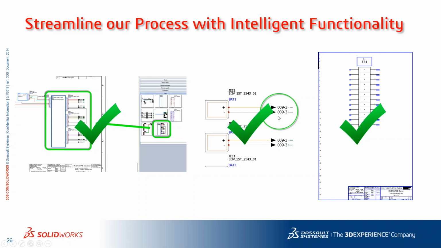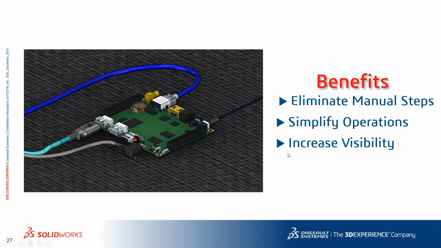Then we've gone ahead and we did the origin destination arrows, and we created a terminal block drawing. A lot of benefits for this is eliminating a lot of manual steps, simplifying our operations, and of course increasing our visibility by creating these new types of documents.